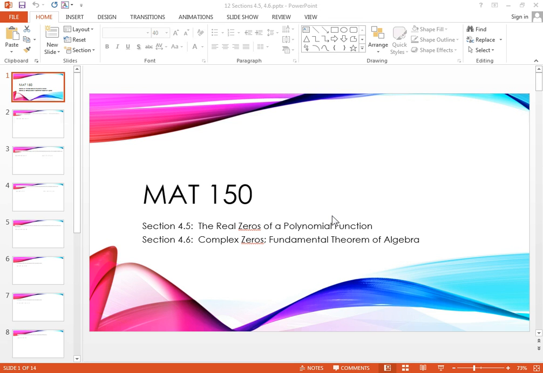Now let's take a look at the last two sections in Chapter 4. Section 4.5 is the real zeros of polynomial functions, 4.6 complex zeros, and the fundamental theorem of algebra. These sections are really full of a lot of definitions and theorems that you need to make sure that you know and understand. So before we work a problem, we need to go back to the book.